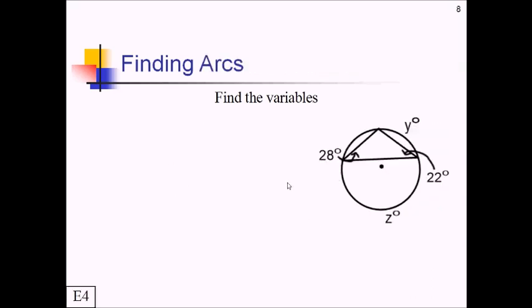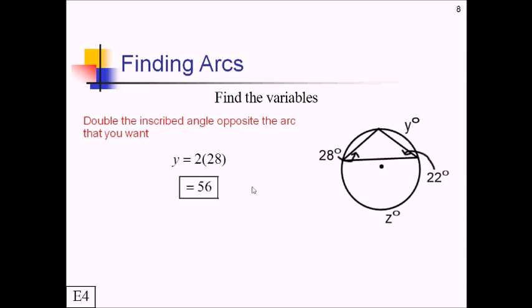This problem is a little bit different than the other ones. In this one, we're given some inscribed angles, and now we want to find the actual arc measures. Pause the video and see if you can figure out y and z. So y is the easier of the two. Whenever you want the intercepted arc, you just have to double the inscribed angle for that arc. So y is just going to be 2 times 28, which is 56.